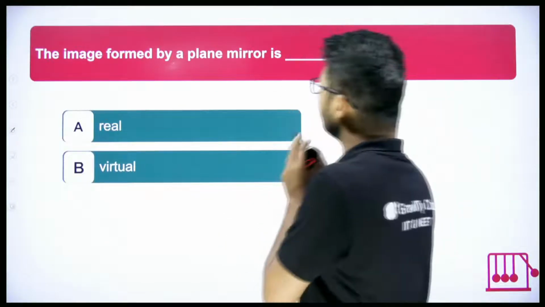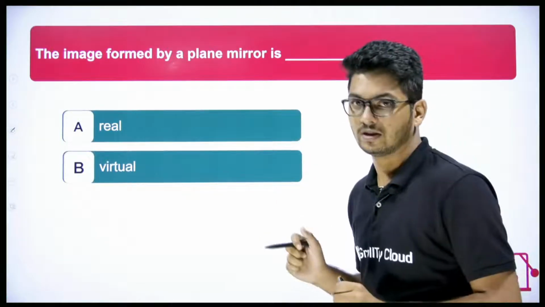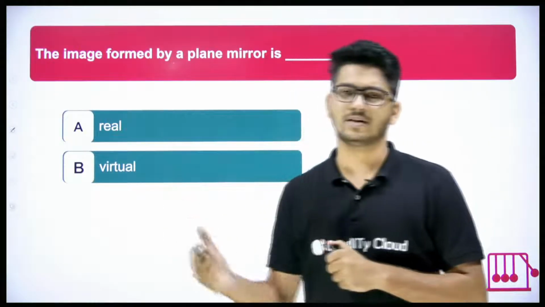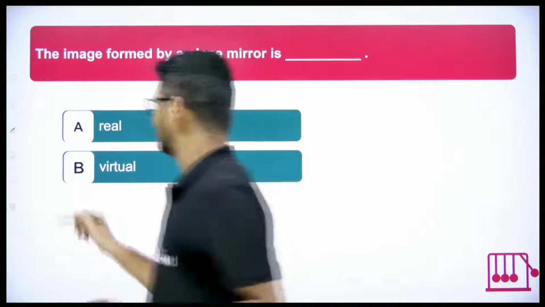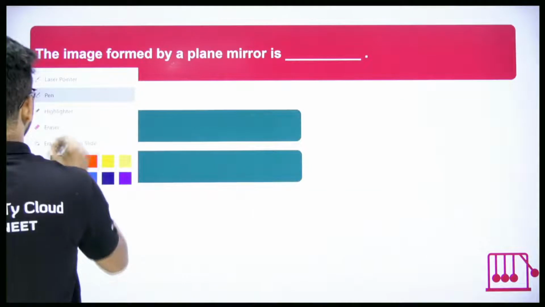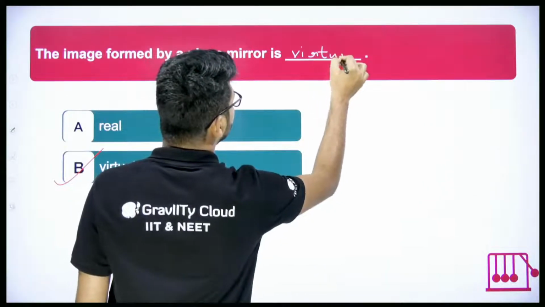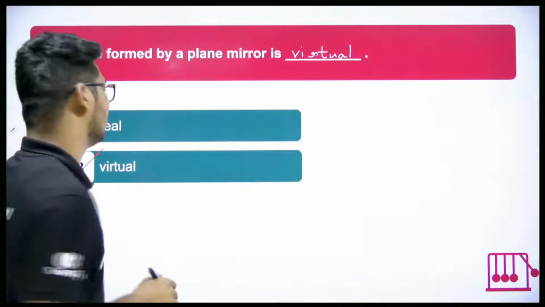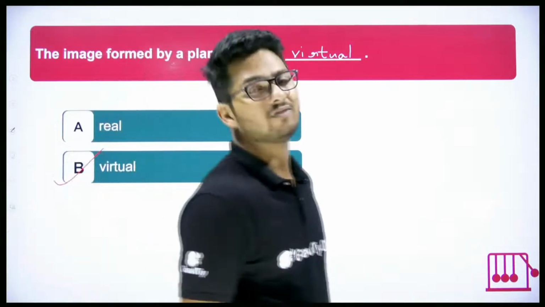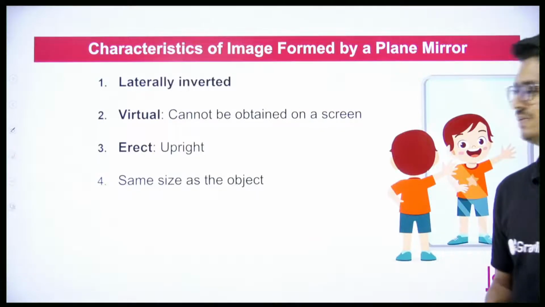Right, another question for us. The image formed by a plane mirror is what? Real or virtual? Do the rays actually meet or not? You have to think in terms of that. And the answer is, it is virtual. The image formed by a plane mirror is virtual. Rays do not actually meet. See, one property you yourself answered. That's wonderful. So these are some characteristics of images formed.